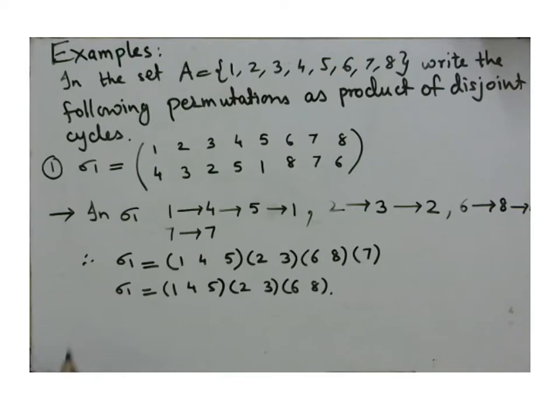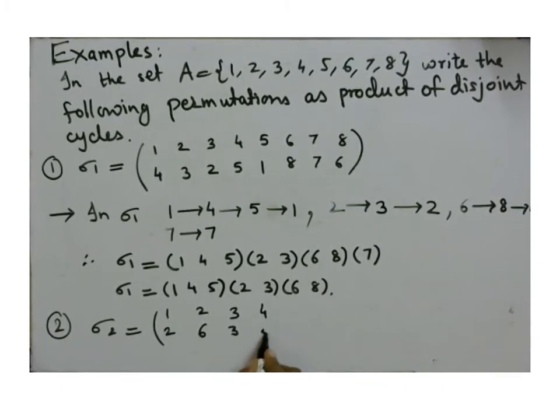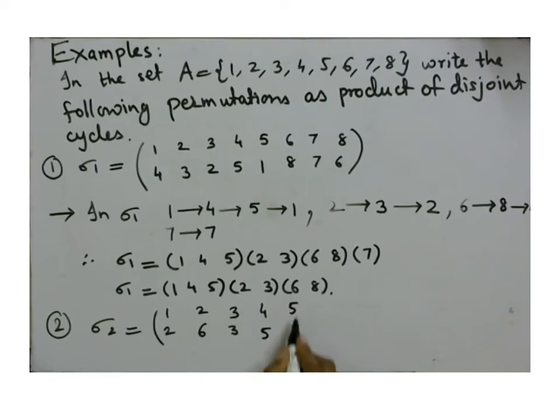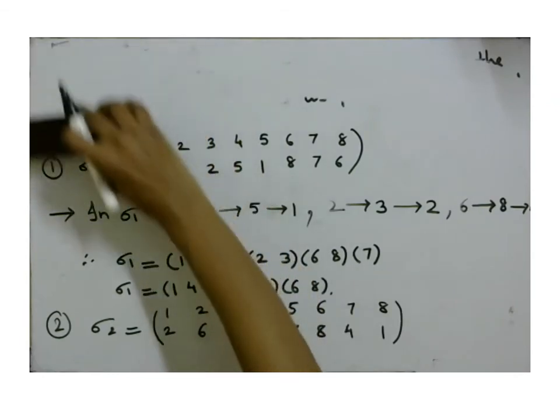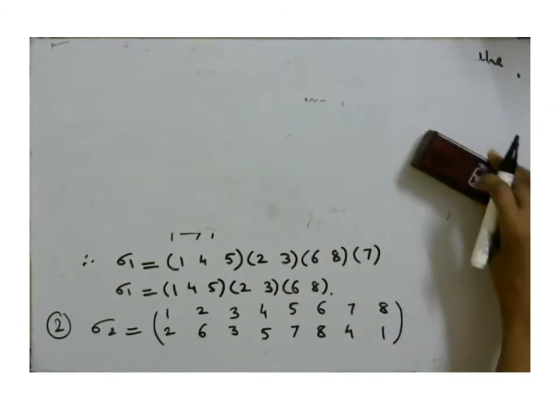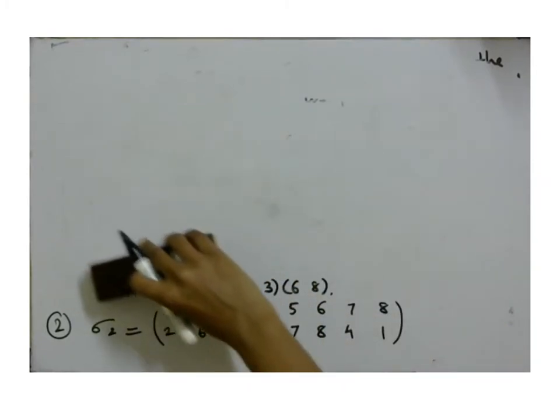Let us see one more example. Sigma 2, from S8 only, from the set only. 1 mapping to 2, 2 mapping to 6, 3 mapping to 3, 4 mapping to 5, 5 mapping to 7, 6 mapping to 8, 7 mapping to 4, 8 mapping to 1. Let us see how to write sigma 2 in cyclic notation.